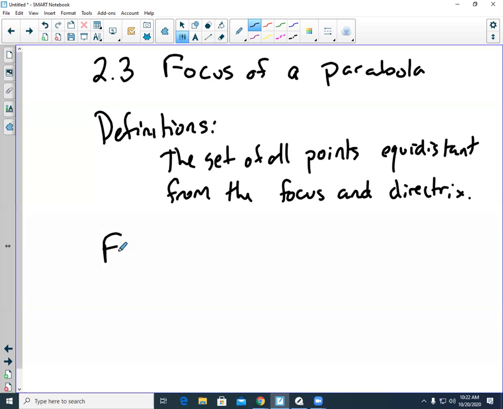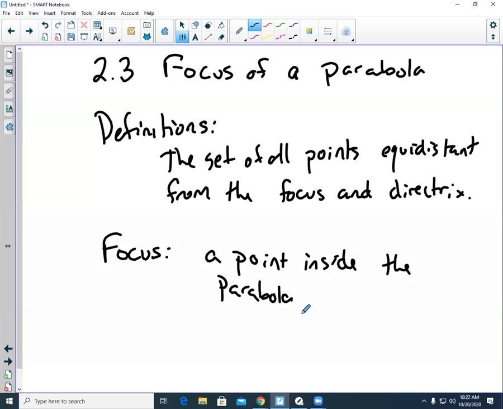So the focus is a point inside the parabola. I know what I want to say, but I can't remember what the book wants me to say. It's on the axis of symmetry. So it is inside the parabola and it is on the axis of symmetry.